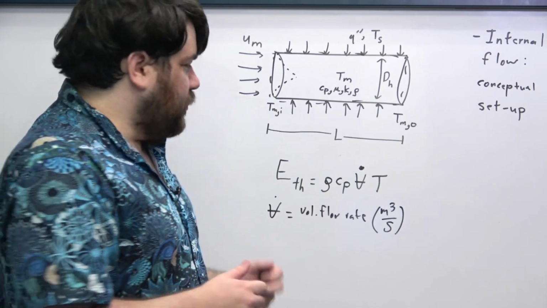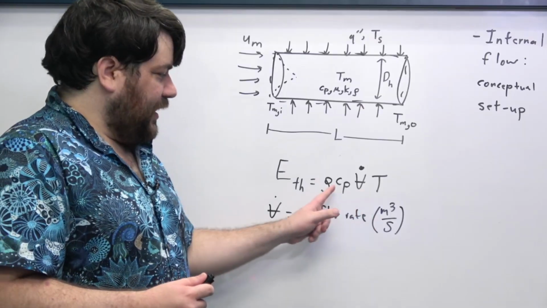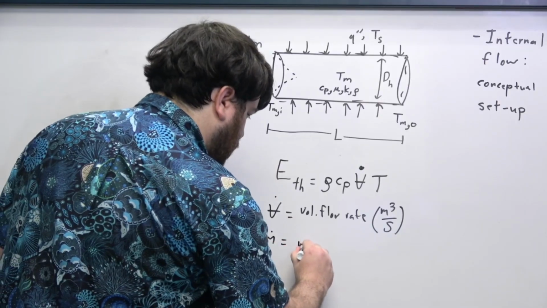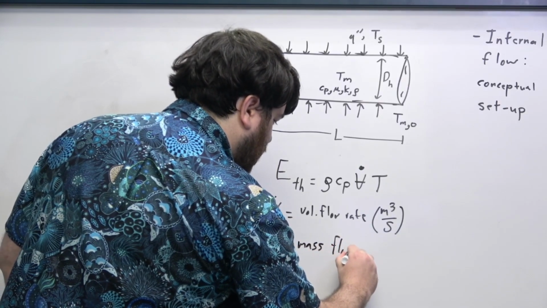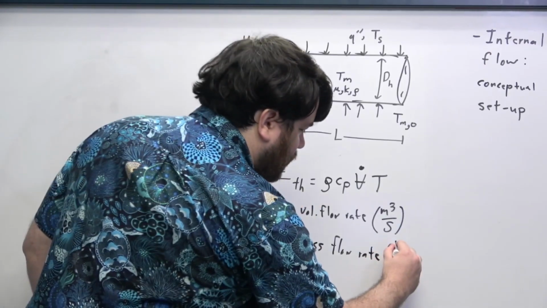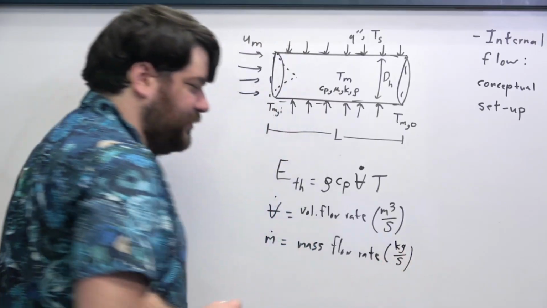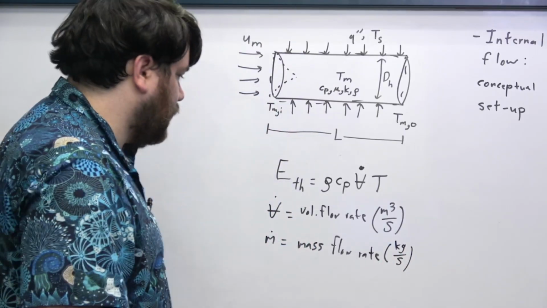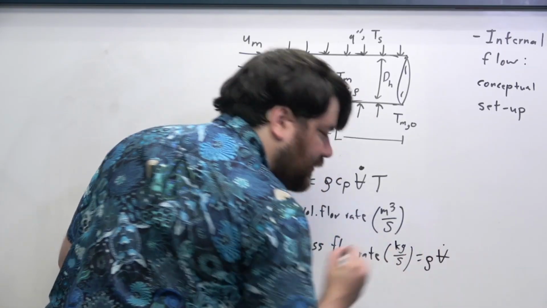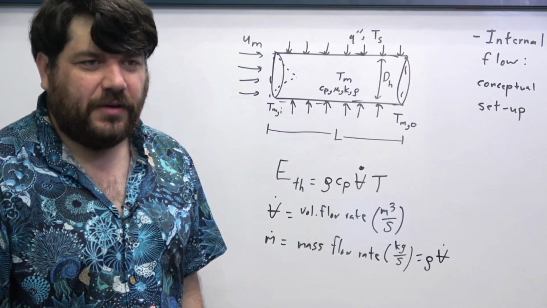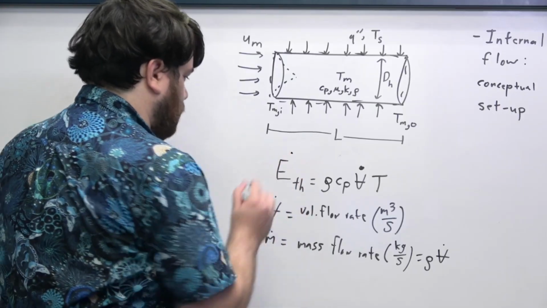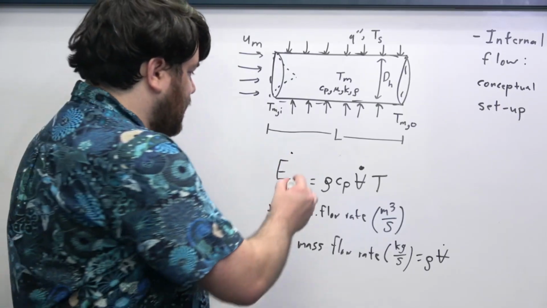Most of the time, what people prefer to do is take this volumetric flow rate and combine it with the density. And so they say there's this thing called a mass flow rate, which has units of kilogram per second in the international system, or mass per time, which is really just the density times the volumetric flow rate. Pardon me, I just got to make sure I put the dot there.